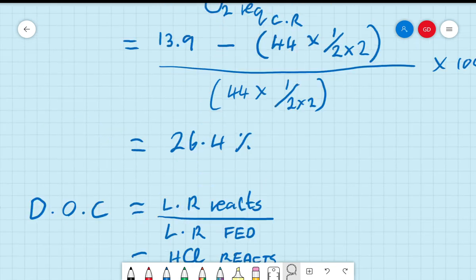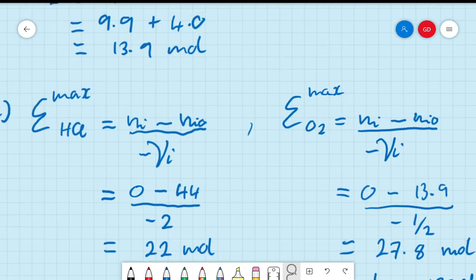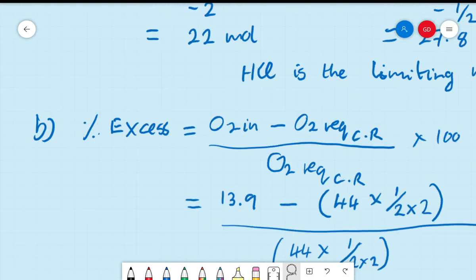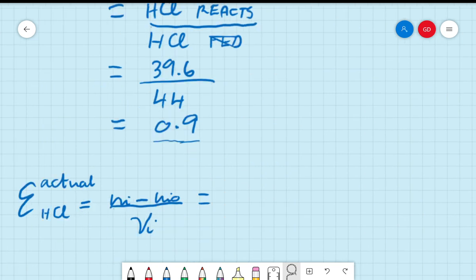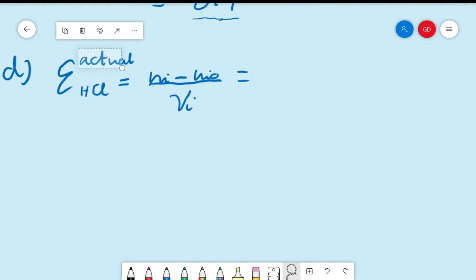Now what we did before, it wasn't the actual, it was the maximum extent of reaction, because there was a theoretical assumption. But now the difference between that and this is that here we don't assume it goes to 100% completion, and in this question it's actual. So we write the remaining moles, and we also have initial moles and the stoichiometric coefficient, but this is still negative.